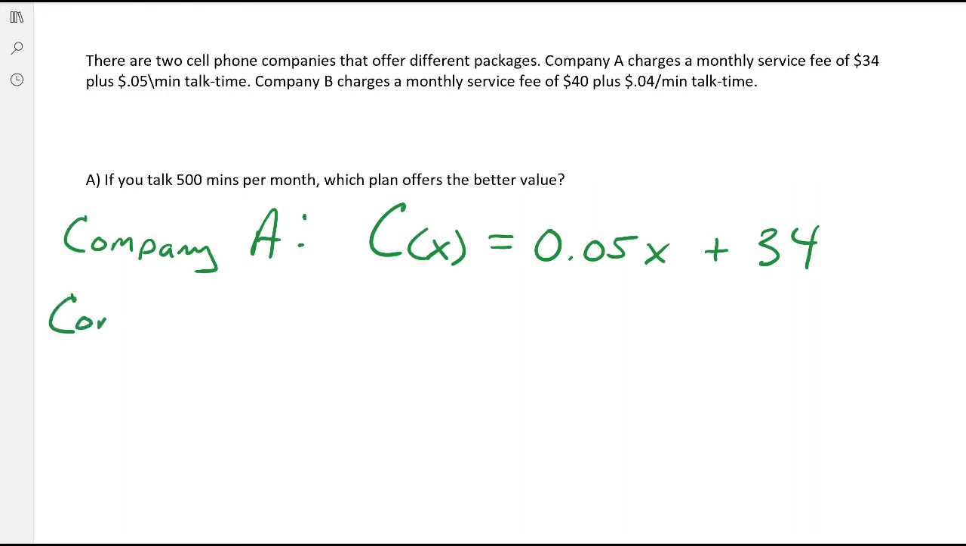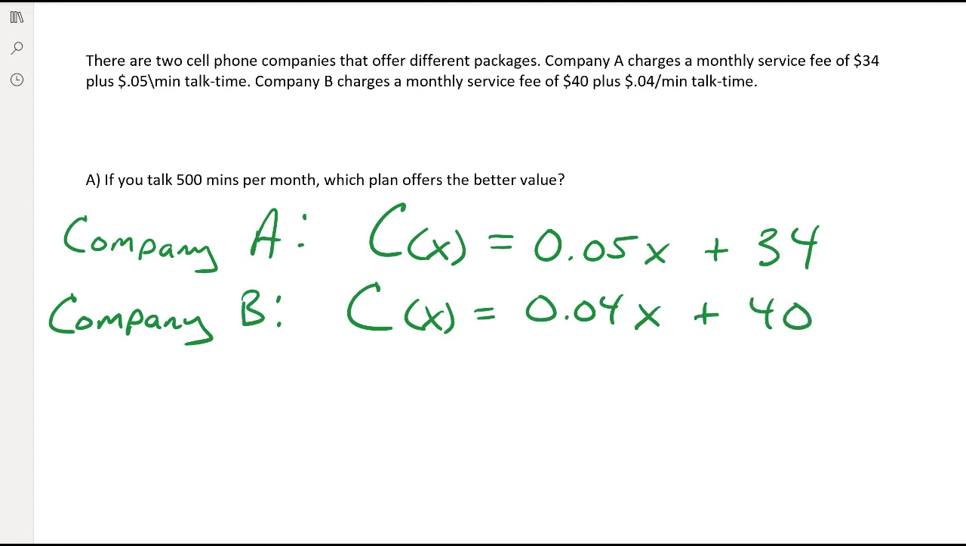Let's also do the same thing for Company B. Very similar. So the cost of x amount of minutes with Company B will be, this time, 4 cents per minute, so it's 0.04 times x plus the service charge of 40 bucks.